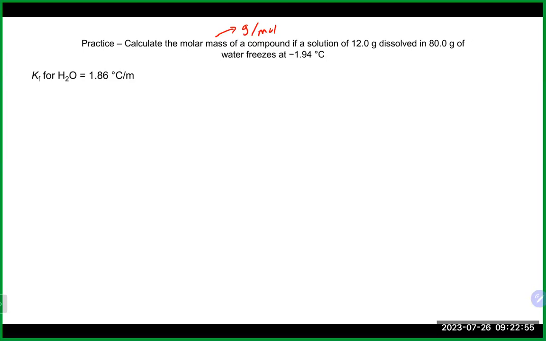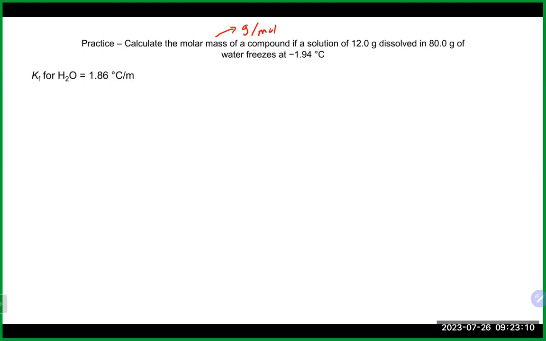Okay, let's take a look, see how you're doing. So in this case, we're looking for something a little bit different. We're looking for grams per mole, which is the molar mass, but we really can use the information that's given to us, which is the freezing point information, to help us figure that out.